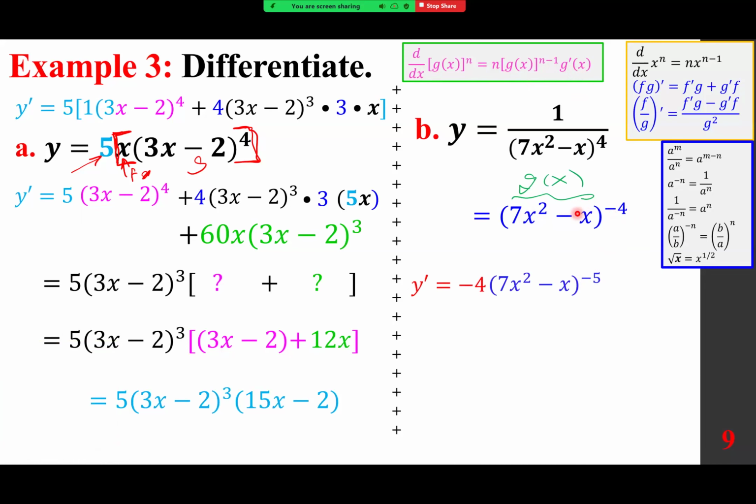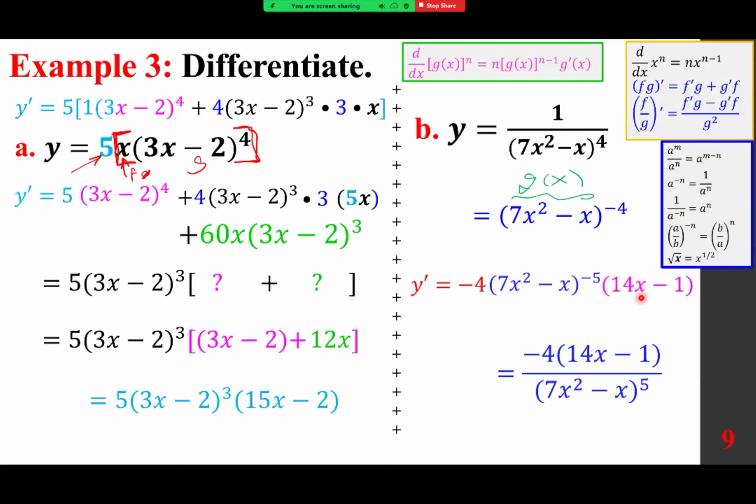Then I need g prime. The derivative of the inside is 14x minus 1. And of course, this goes down. Remember the negative exponent rules. I have them all here, okay? So negative goes down, becomes positive, or comes up, becomes positive. So this goes down, and this -5 changes to a positive exponent. Minus 4 times (14x minus 1) over (7x squared minus x) to the power of 5, and you're done.